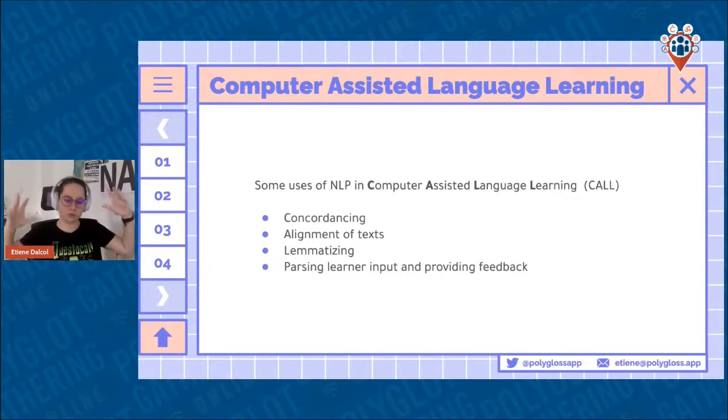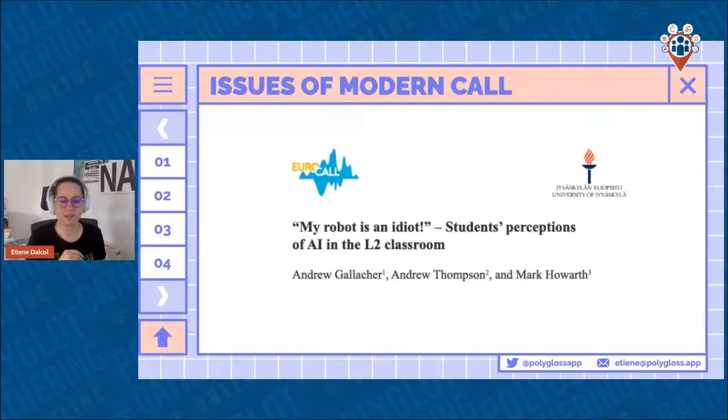But of course, the gold ideal of the research field of computer-assisted language learning is being able to parse learner inputs and provide insightful feedback, right? And I don't mean just identifying that you made some grammar mistake or some spelling mistake, but actually knowing why you made that mistake so it can fix the problem, right? So it can teach you exactly what you should learn so you don't make that mistake again. And that is something we're just not there yet, right?